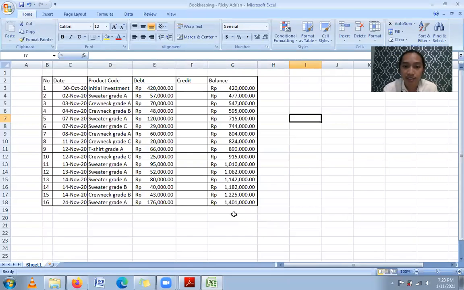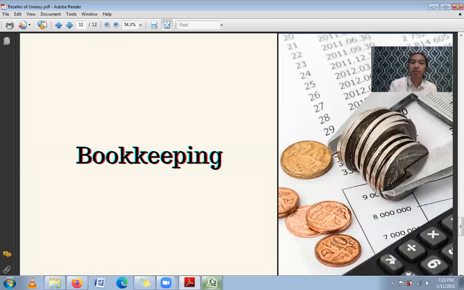And as you can see, this is the balance of the last transaction. Okay, there you have it. That is my bookkeeping.